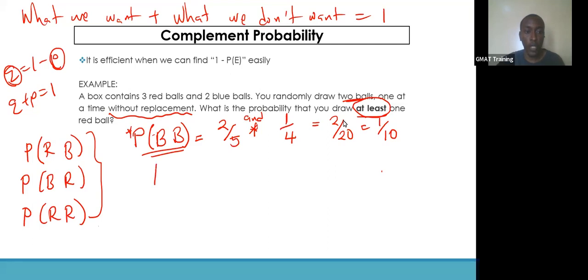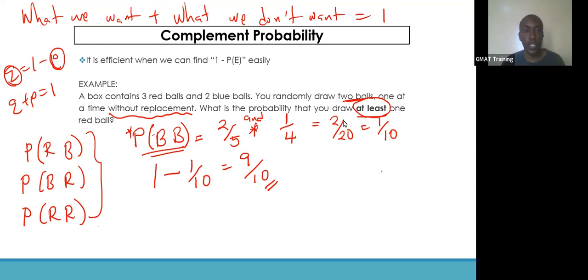And the total will be 1 minus 1 over 10. You'll have 9 over 10. That's the answer. What's the probability that you draw at least 1 red ball? That's 9 over 10. You can go ahead and use the direct probability, tackle it, and then share your feedback or answers in the comment section below.